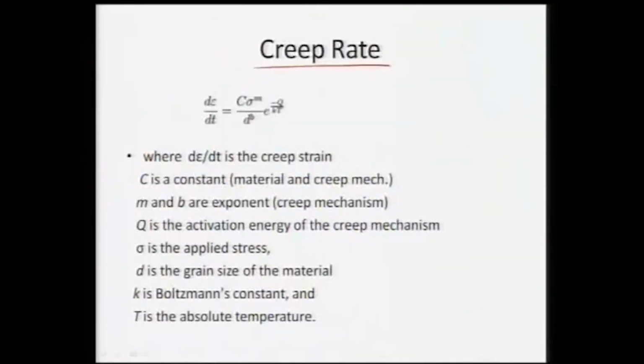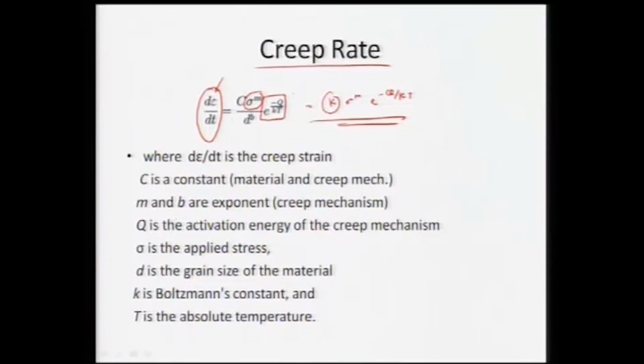The creep rate is given as d epsilon by dt, which is a function of sigma, the applied stress, and also the temperature. As soon as the temperature is high and the stress is high, the creep rate will also be very high. It can also be given as k sigma power m e power minus Q by kT. Here k is a constant, which is a combination of C by d raised to b.